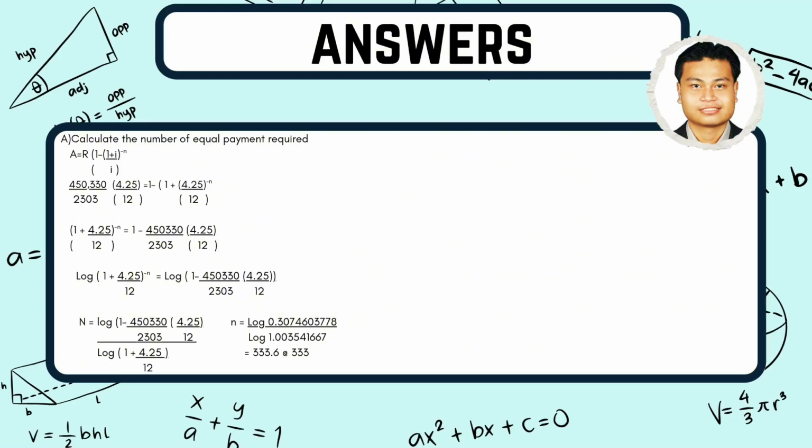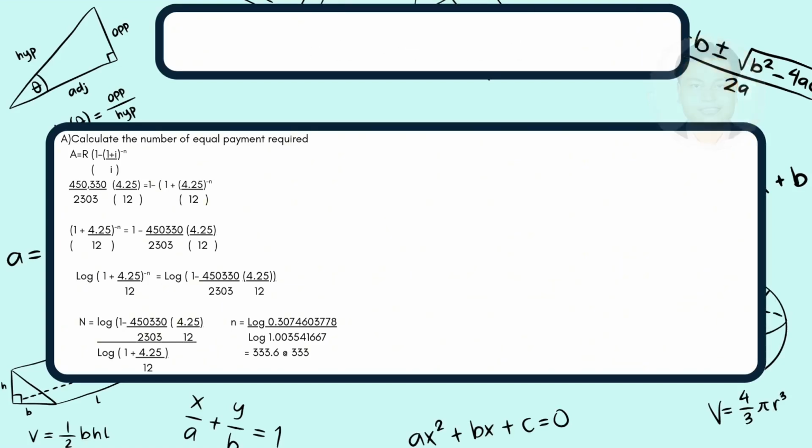So the final answer is n equals log 0.3074603778 divided by log 1.00354167. Final answer is 333.6 or 334.